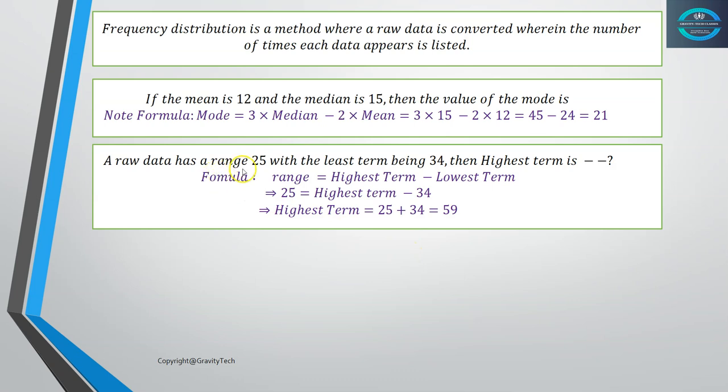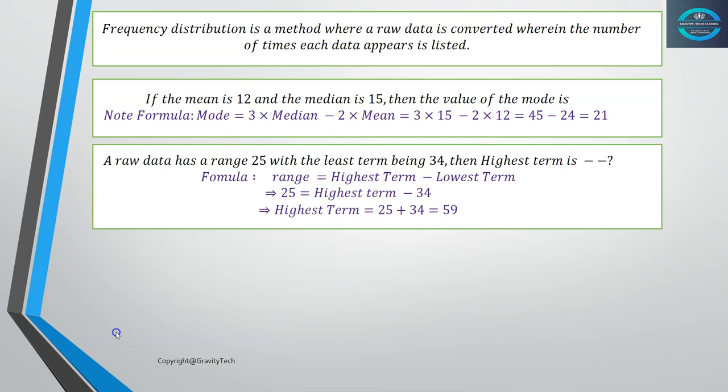Next one: a raw data has a range of 25, with the least term being 34, and we need to find the highest term. We have a formula: range is equal to highest term minus lowest term. The range here is 25, the lowest term is 34. Put the values: 25 is equal to highest term minus 34. The minus 34 goes to this side, so highest term is equal to 25 plus 34, that is 59. Easy. So basically you need to add both of these: 34 plus 25 will give you the highest term.